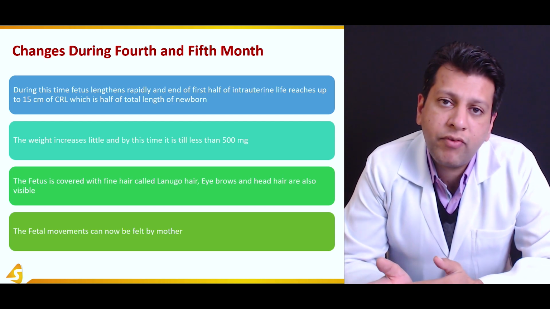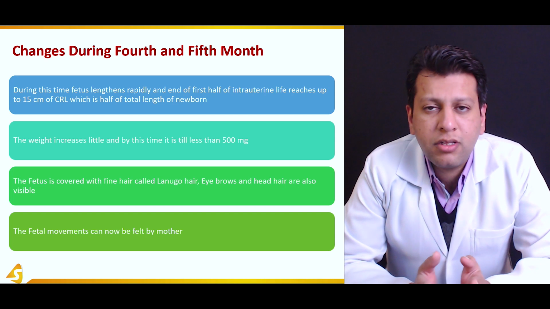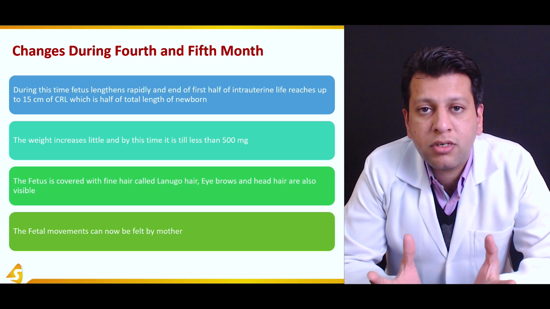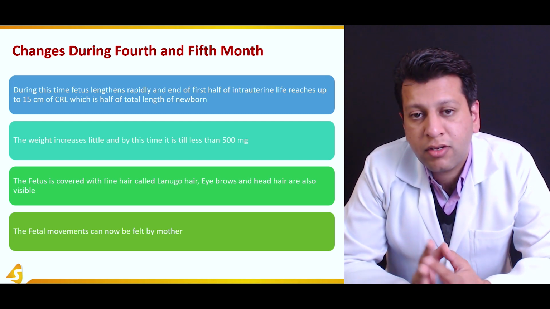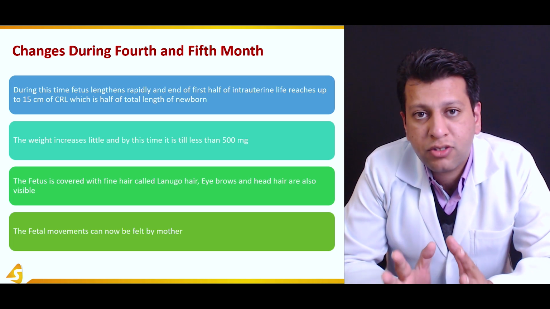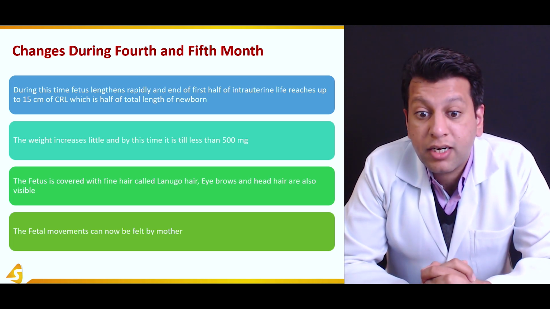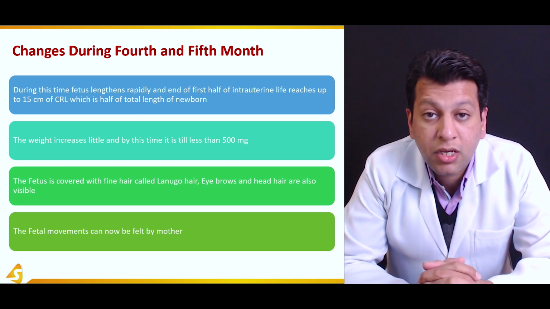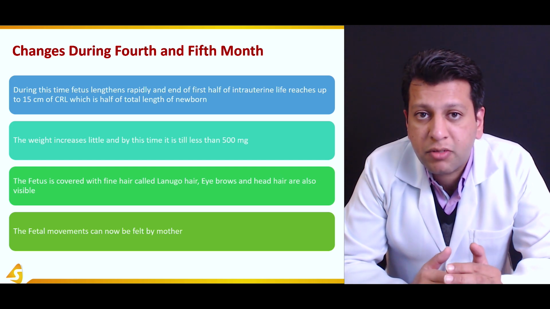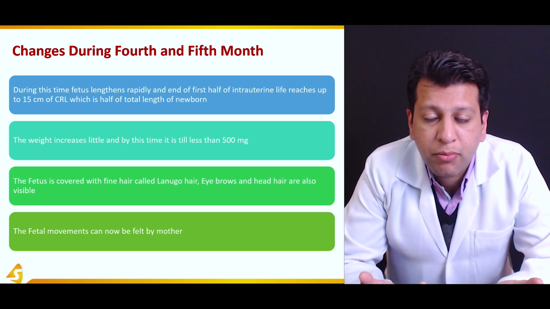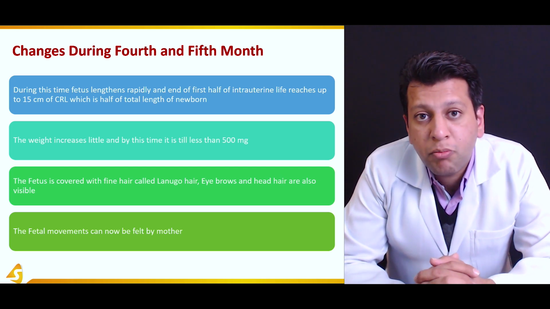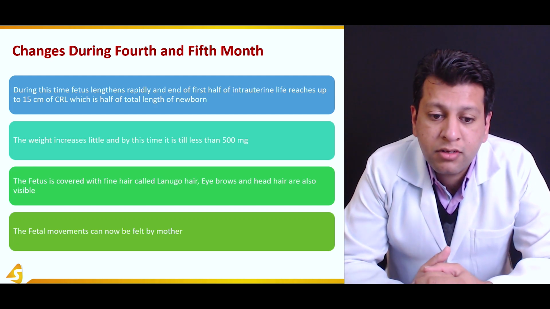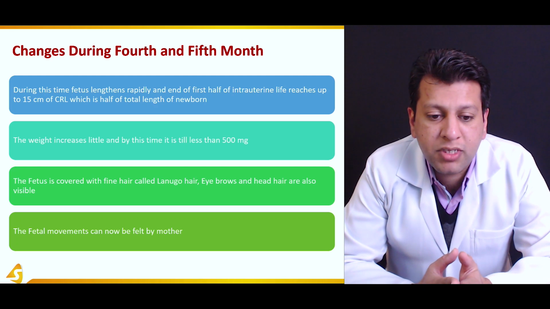But if you compare weight with the crown rump length, initially there is a very small increase till the 7th month. But in the last 2 months there is an exponential increase in the weight, resulting in a large amount of the weight increase in the last 2 months only. The weight increases little, and by this time it's still less than 500 milligram. And you saw in the table that by 28 weeks, by the 7th month, the weight was less than 1.5 kg. It was just 1.3 kg. But in the last 2 months, it became 3.4 kg, which is almost 2.5 times increase.